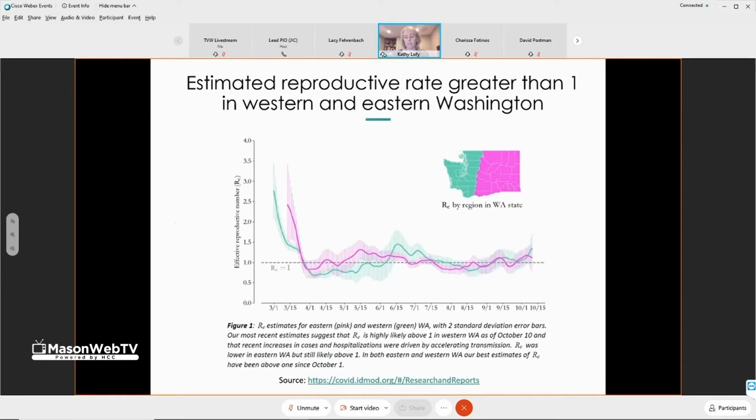Unfortunately, around mid-October, the estimated reproductive rate was around 1.3 in Western Washington, indicated in the turquoise line, and about 1.1 in Eastern Washington, indicated in the pink line. The vertical lines represent the degree of uncertainty. So the true point could be anywhere on that vertical line, but the best estimate for both Eastern and Western Washington is now greater than 1, which is not where we want it to be.